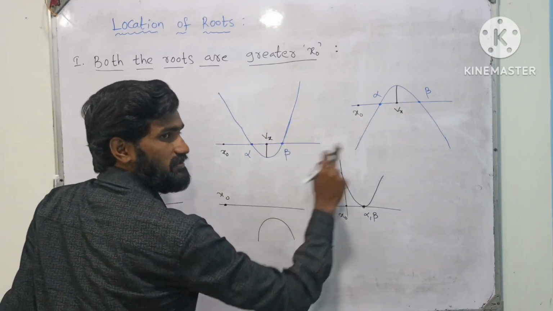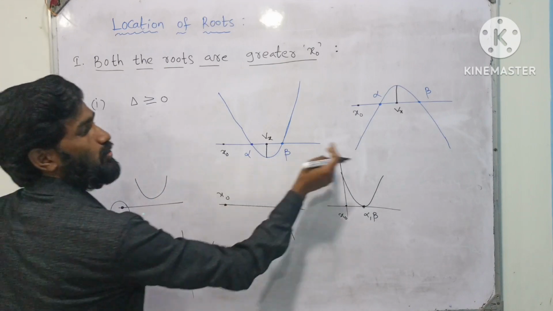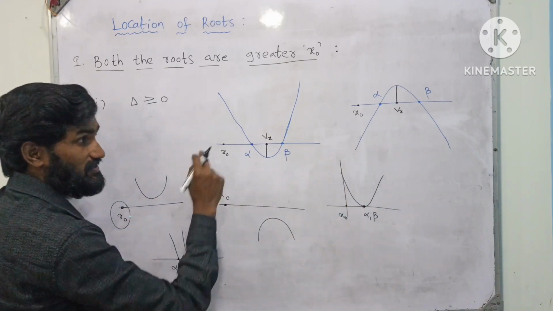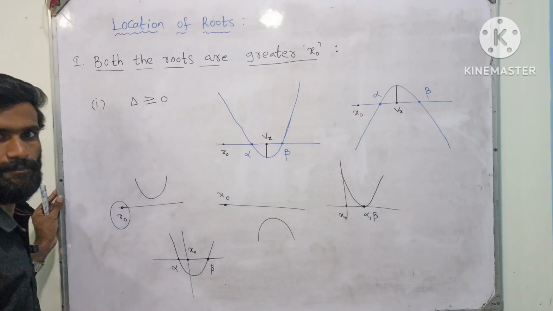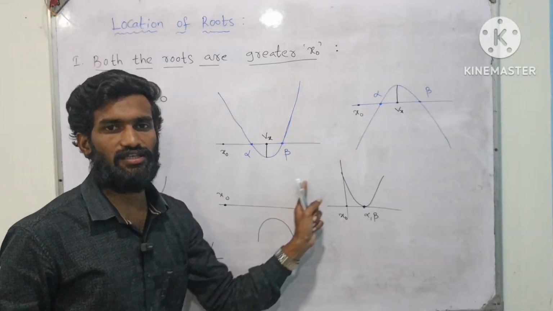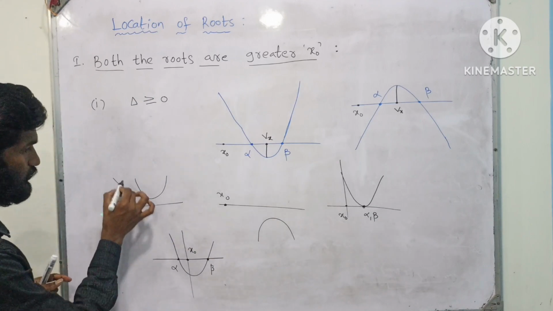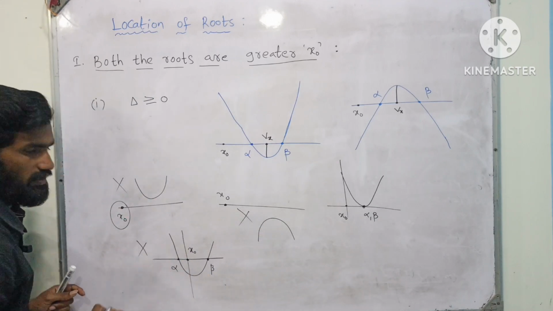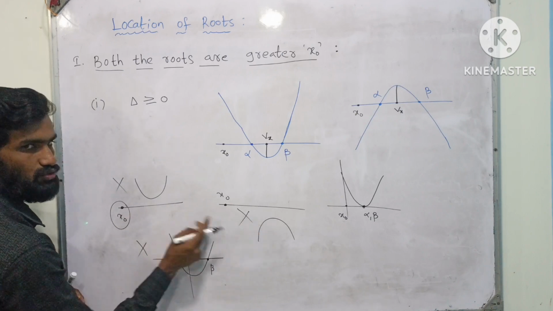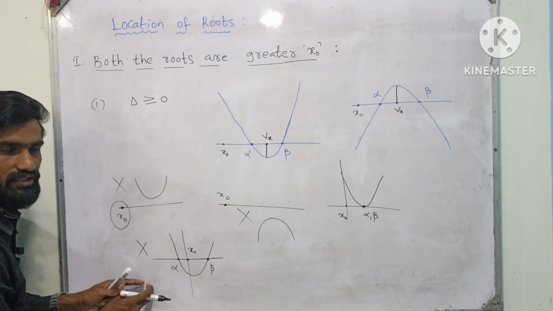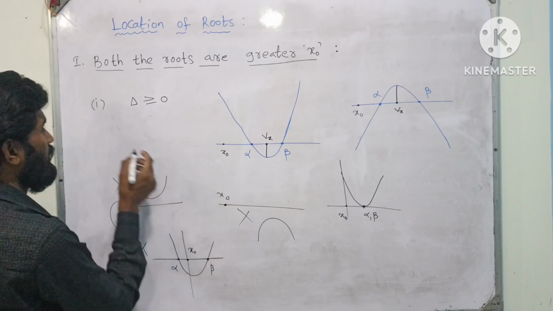In these two cases, these two are the required cases. This is not the false graph. This is the true graph. So we have to consider these two. We have to eliminate this one and this one and this one. I already eliminated these two. Now, if I want to eliminate this one, I have to write one more condition.